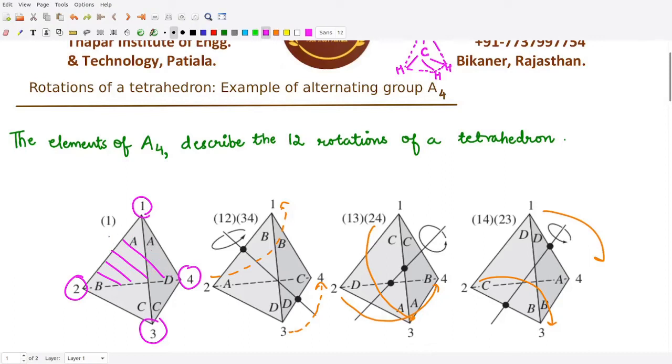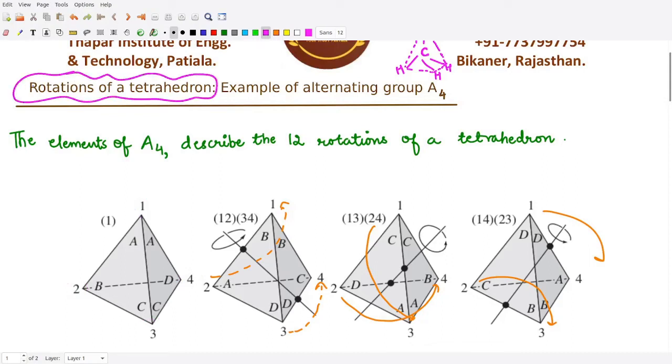Behind the screen. So seeing this, what all rotations does this tetrahedron have, and how is it related to our group theory? Let's see this here. You know what the group A4 is? That is an alternating group, having 4 elements, having degree 4. It would have 4 factorial by 2 elements within it, correct? And it consists of all the even permutations.